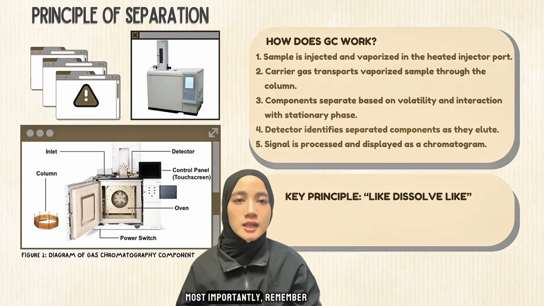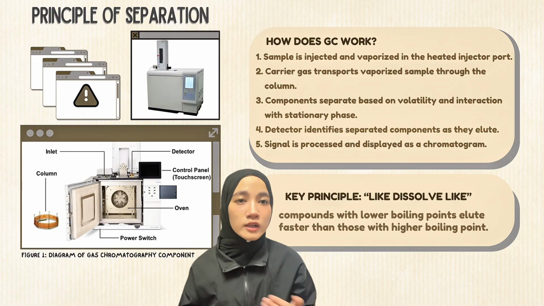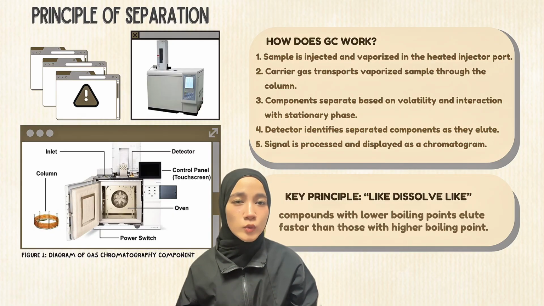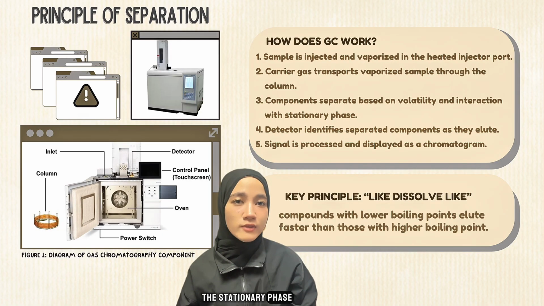Most importantly, remember this key relationship. Compounds with lower boiling points elute faster than those with higher boiling points. This is because volatile compounds spend less time in the stationary phase and move more quickly through the column.